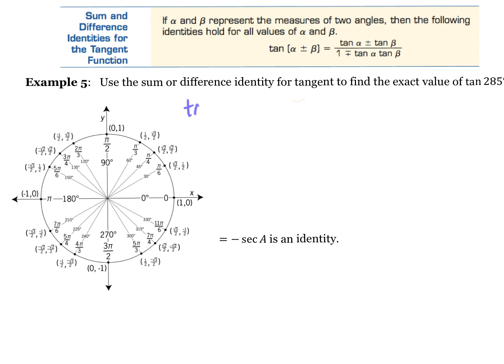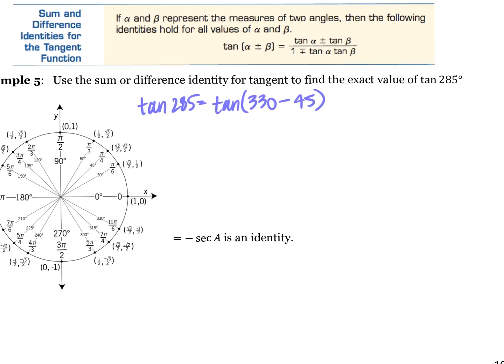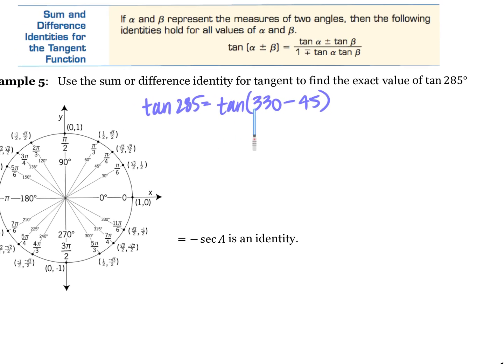You guys, I want you to say the tangent of 285. That equals, we said what minus what? Which one did you pick? 330 minus 45. Have I changed the problem? No. 330 minus 45 is the same as 285. Underneath that, I'm going to write alpha minus beta.